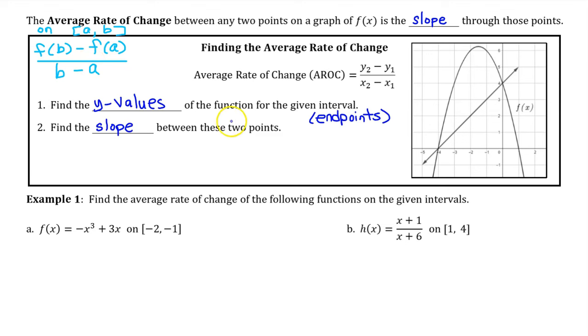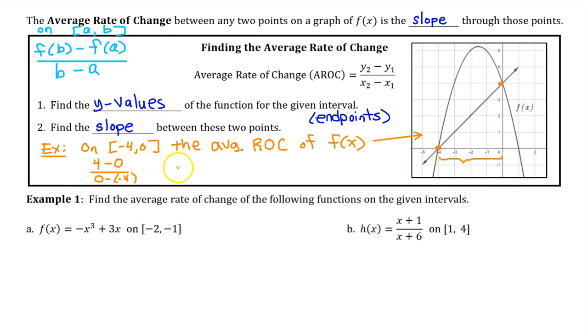To find the average rate of change on the interval from a to b, the first step is to find the y values of those endpoints, and then you can go ahead and find the slope between the endpoints. Let's briefly calculate the average rate of change of this function on the closed interval from -4 to 0.